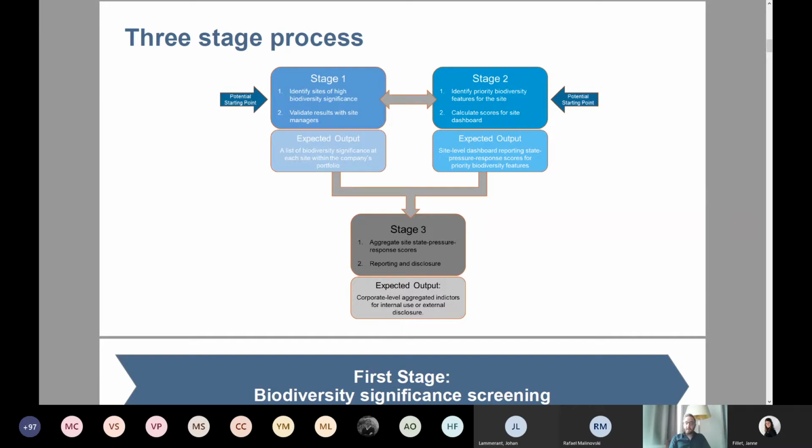The third stage of the methodology will then be to take all of the information about sites that is gathered through stage 1 and stage 2 and aggregate this together up to a corporate level where it can be used to inform higher level decision making surrounding biodiversity and the potential impacts the company may have upon it.